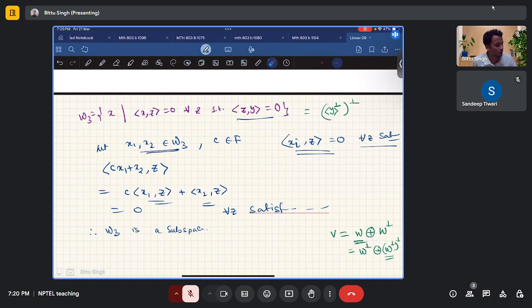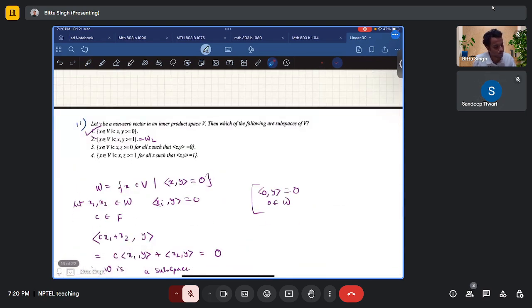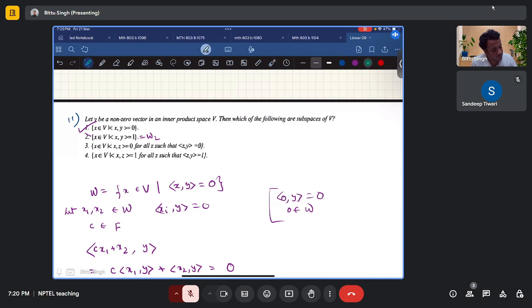So those are not for now. Maybe we'll see it later. So certainly option 3 is correct, but option 4 is false by the same reason: 0 does not belong to this space.